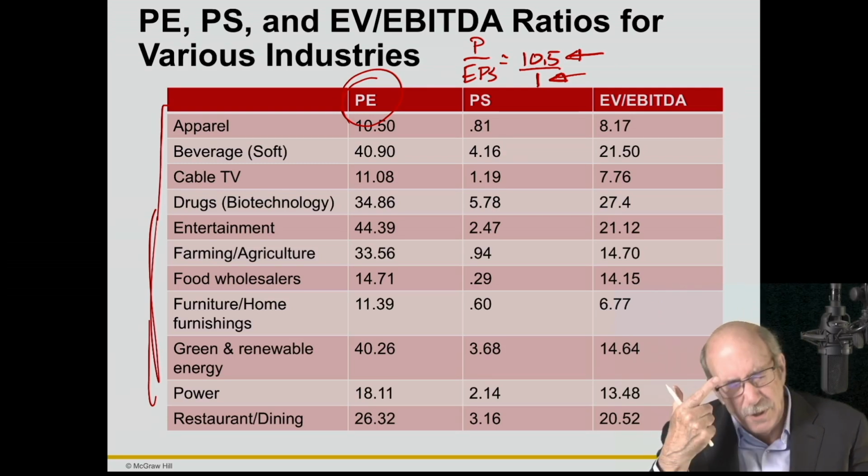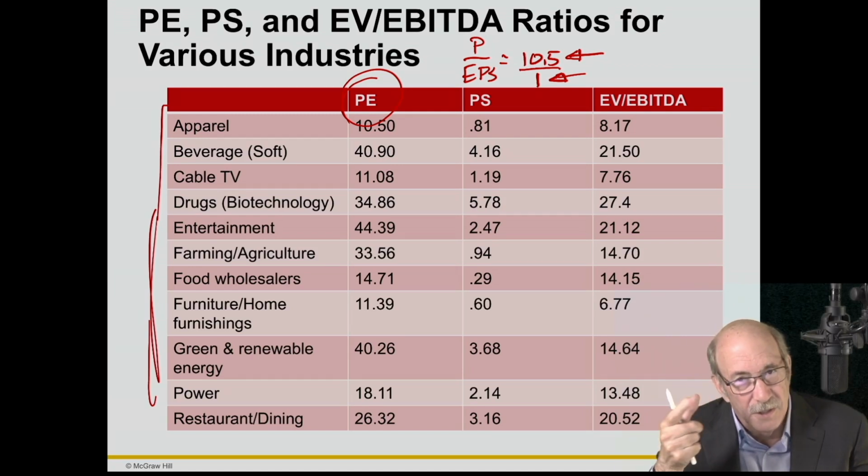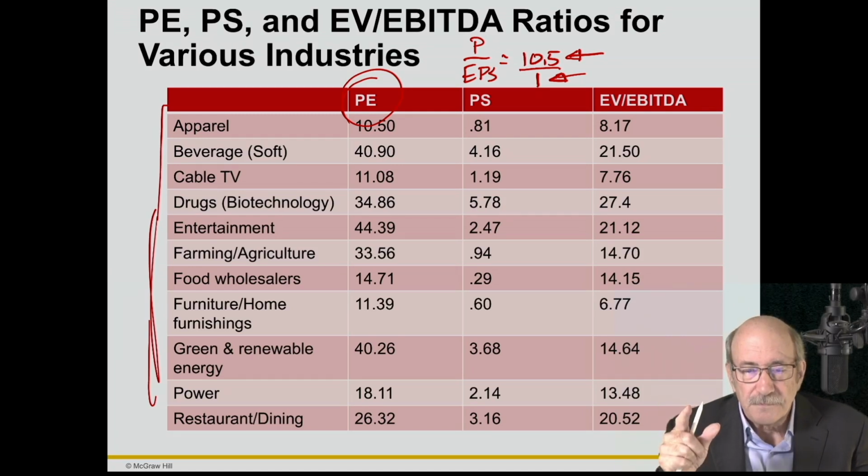And you might go, wait a minute, that's not how that works. And you're absolutely right. But that's what this ratio actually represents. It's saying that we're paying $10.50 for a dollar's worth of earnings next year. Well, there's not just next year, right? There's also the year after that, and the year after that, and the year after that.